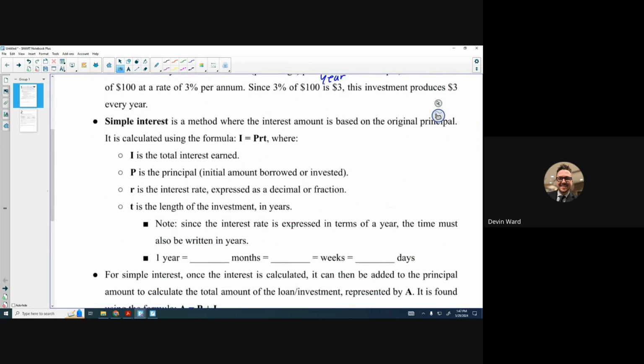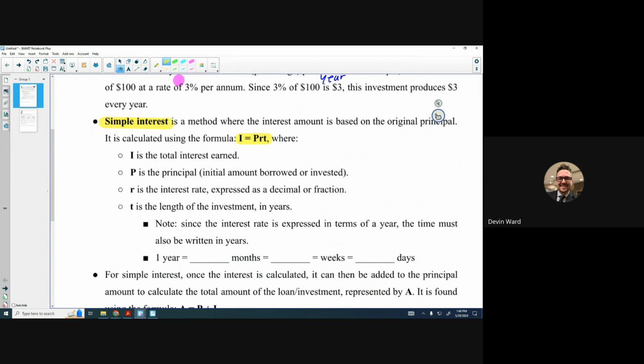Simple interest is a method where the interest amount is based on the original principal amount. It's calculated using the formula I equals PRT for simple interest.